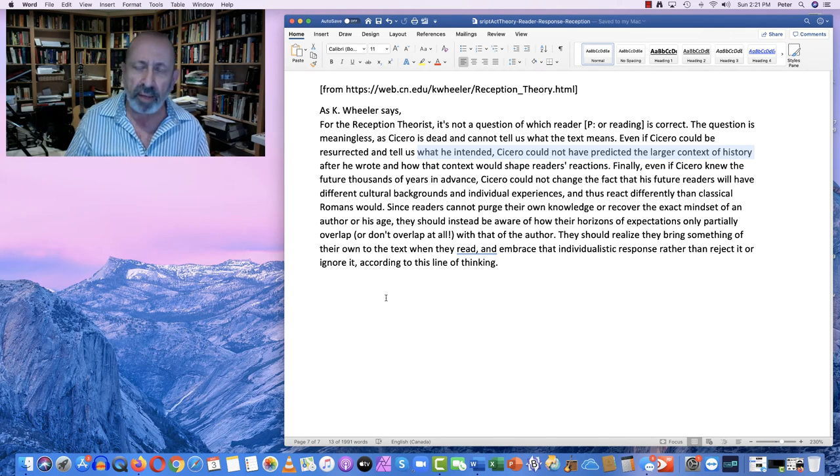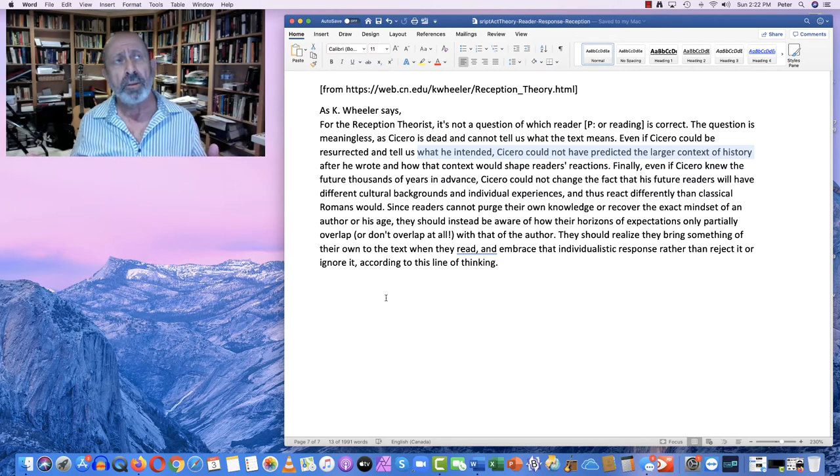Cicero could not have anticipated World War I, World War II, the atomic bomb, the hippies movement, the current pandemic. All of these historical changes don't happen without consequences. The text that he wrote can be picked up again and again and again and re-examined with each new generation.